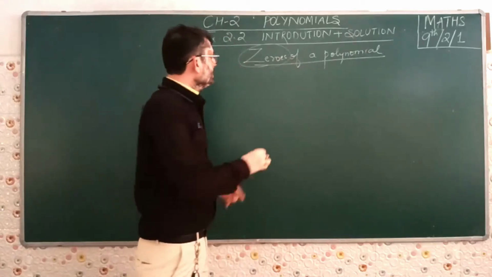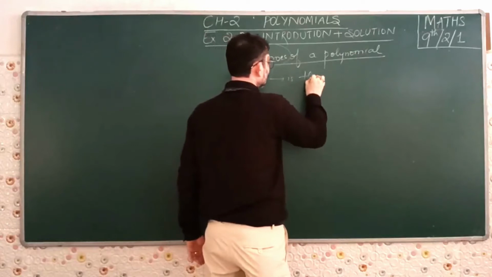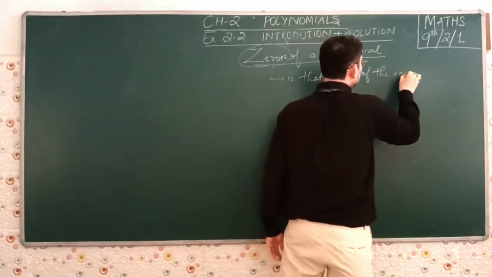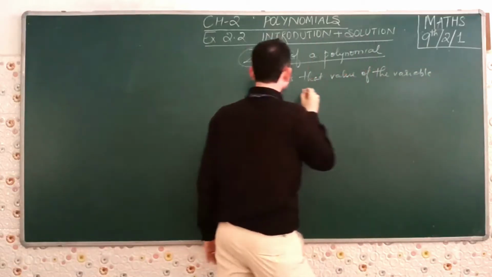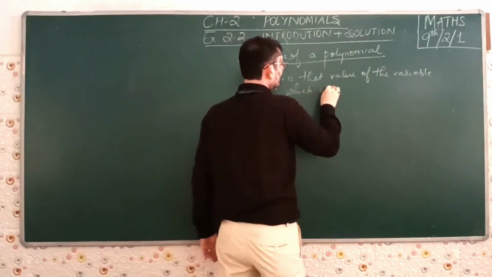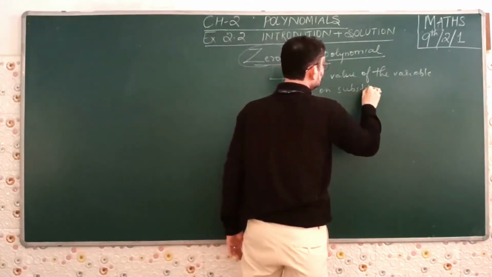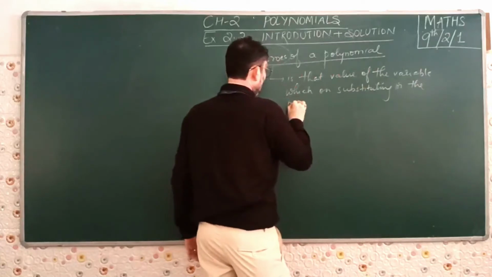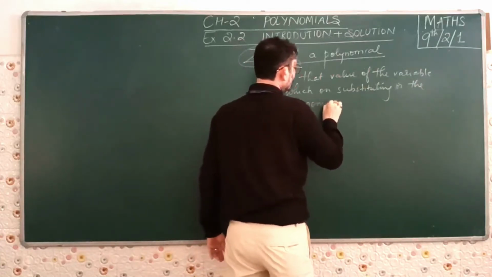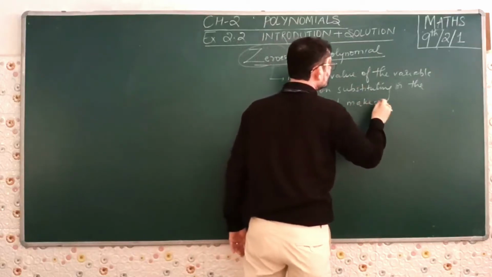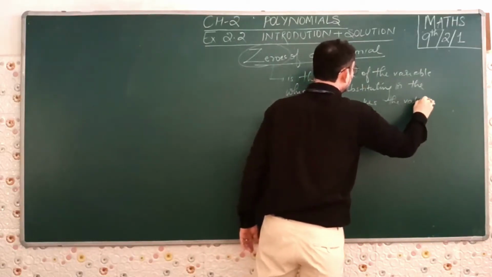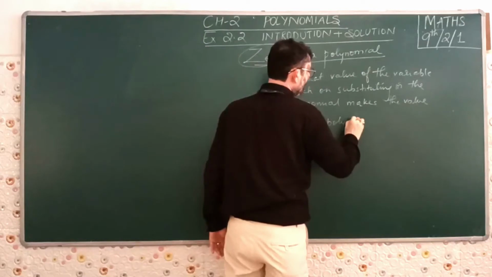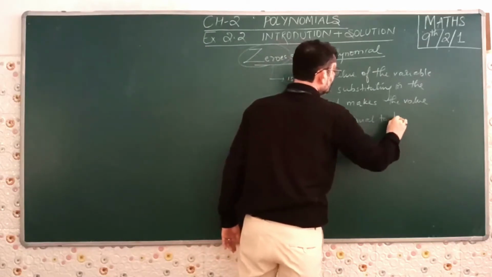Let us see what we mean by zeros of a given polynomial. Zeros of a polynomial is that value of the variable which on substituting in the polynomial makes the value of the polynomial to be 0.